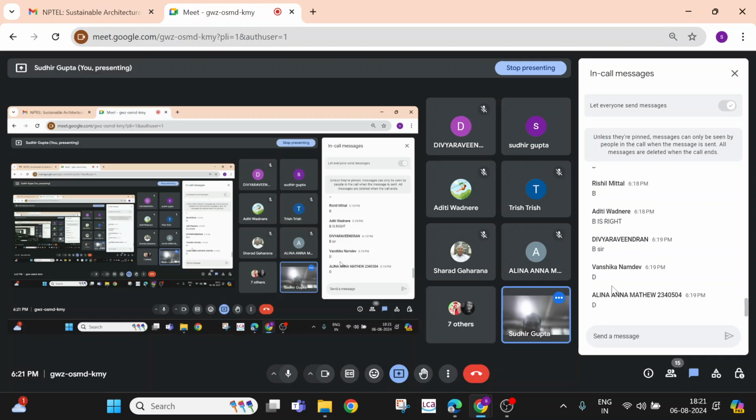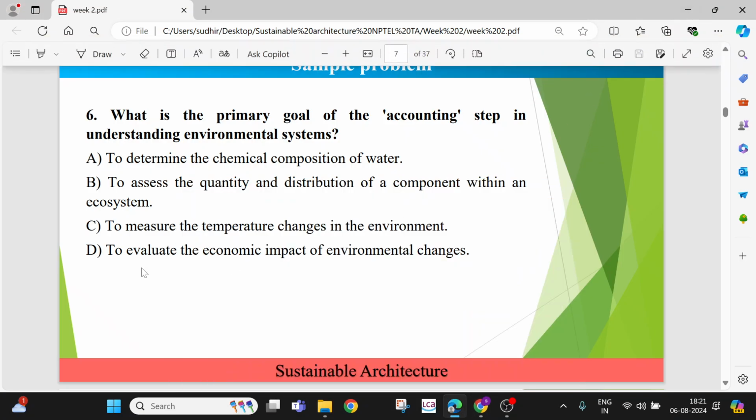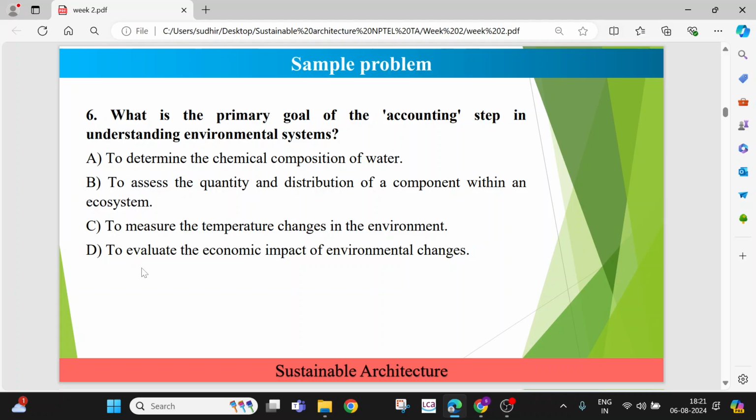Option B has been given by most of the candidates. So for this question number 6, try to read this question and give the correct answer. And those who have given option number D as their answer, it is the right answer.